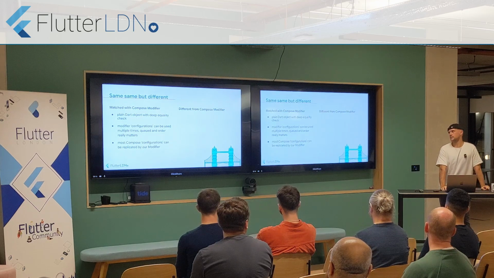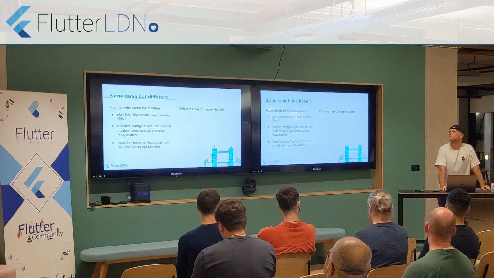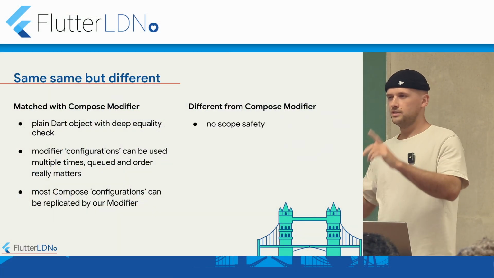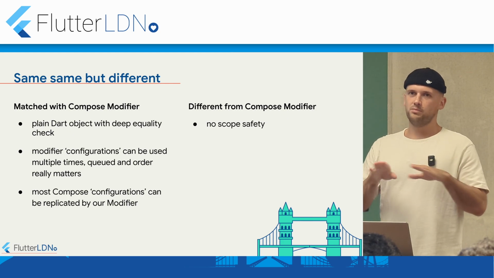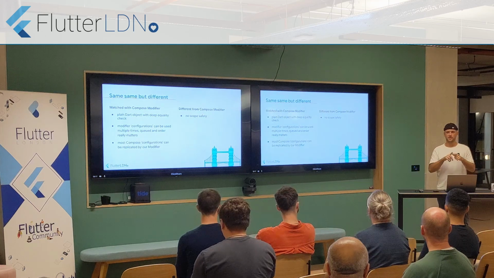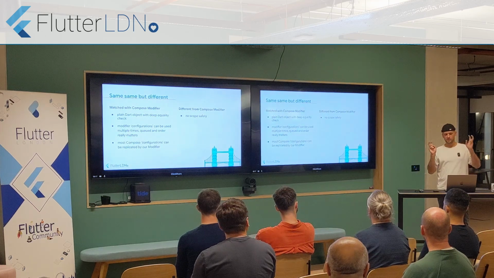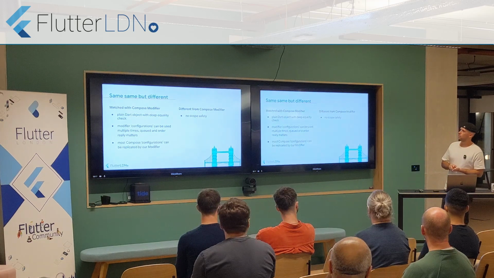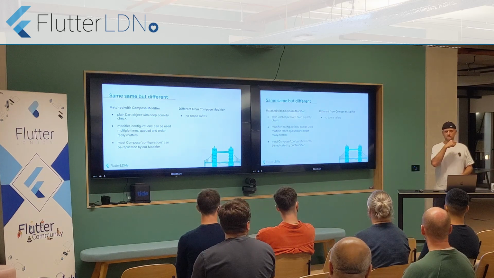What's not that great, or what didn't match with the Compose modifier, is scope safety. Probably you've seen that some modifiers can be applied only if we are using Row or Column, for example, like Expanded in our world. So so far there is no scope safety, at least in my case. I was not digging deeper, but definitely we can do that if we were able to draw the airplane. So we can do the same stuff in our own modifier.